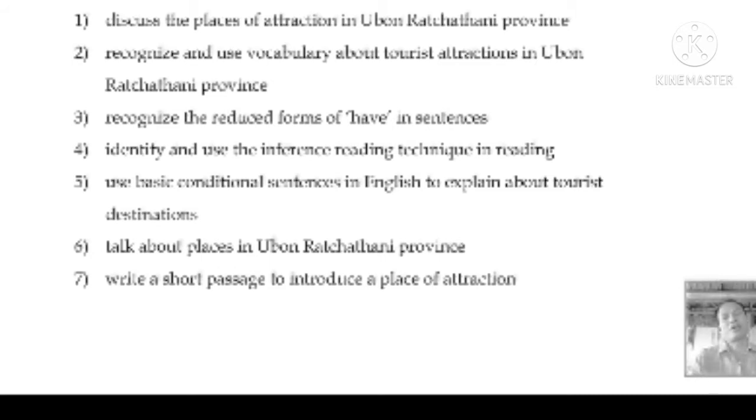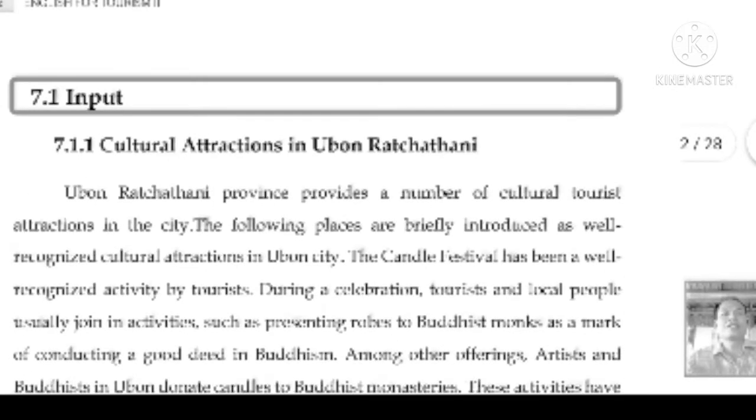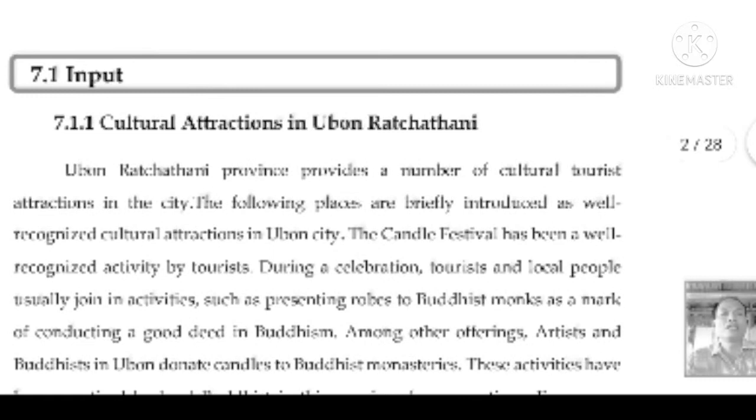Number 6, students can talk about places in the city, especially Ubon Ratchathani city. And the last one, when you talk, you should be able to prepare before talking or before a presentation. It means you get to write some short passage to introduce the place, and that's what you have to do. So this is the objective of the class, and then let's take a quick look at the attraction.